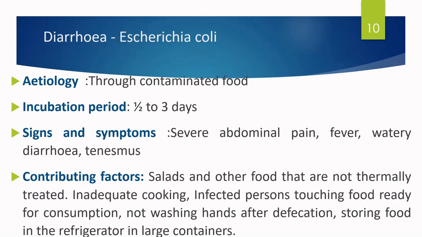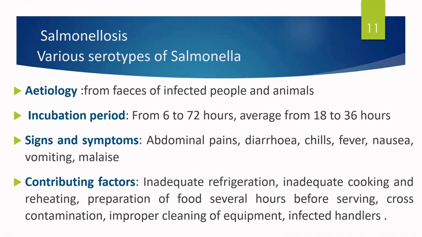Next is the diarrhea of Escherichia coli. Etiology is through contaminated foods. The incubation period is from half a day to 3 days. Signs and symptoms are severe abdominal pain, fever, watery diarrhea, and tenesmus. Contributing factors include salads and other food that are not thermally treated, inadequate cooking, infected persons touching food ready for consumption, not washing hands after defecation, storing food in the refrigerator in large containers.